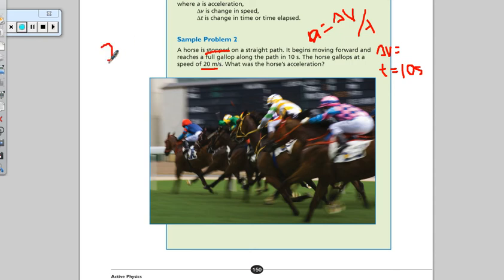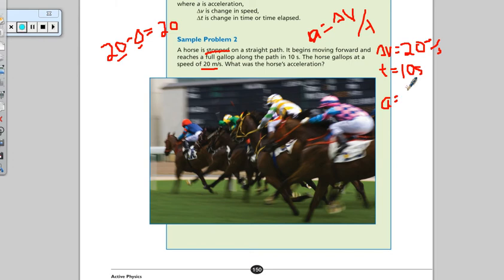So we take the final velocity, meaning where did it end, and subtract the initial. We need to find the difference between this number and this number. Where did it start compared to where did it end? And that change was 20. So the velocity change was 20 meters per second. Okay? So, again, plug and chug.